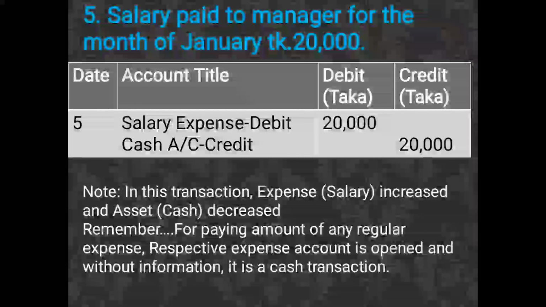Note, in this transaction, expense, that is salary, increased and asset, that is cash, decreased. Remember, for paying any regular expenses, the respective expense account is opened. It is a cash transaction.